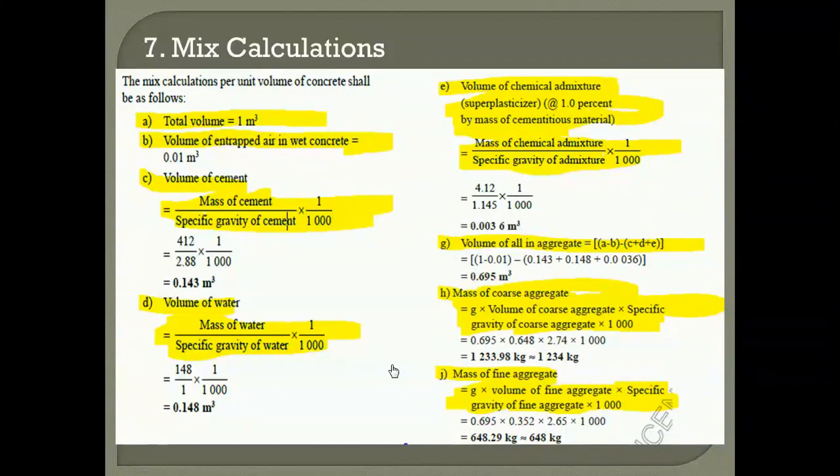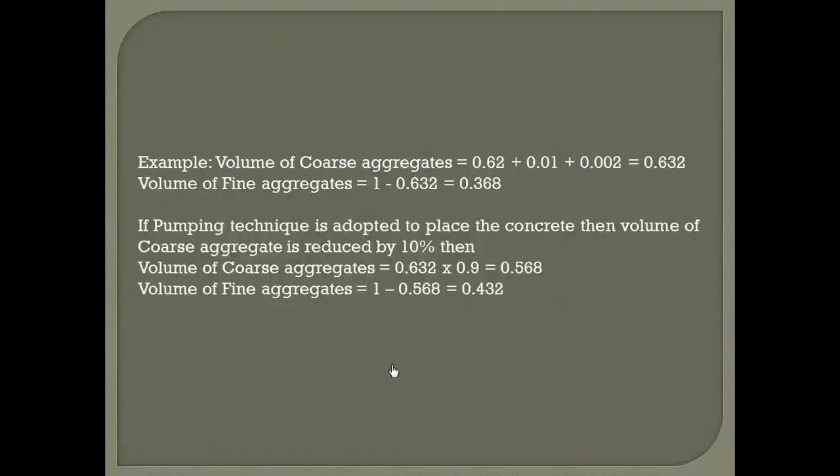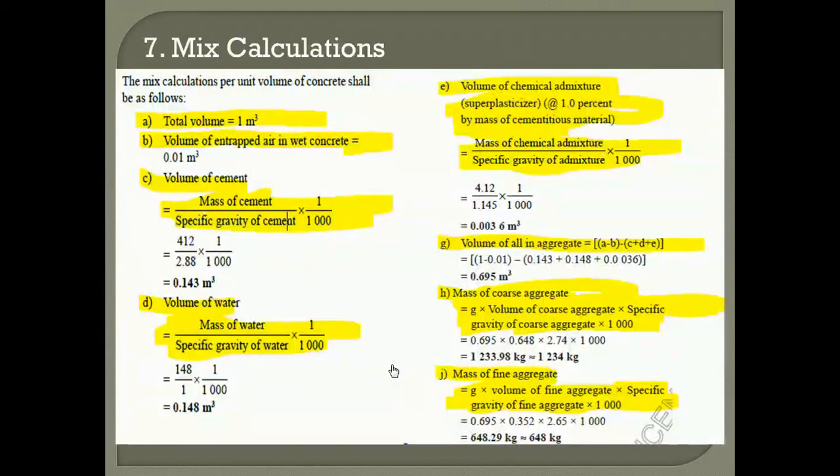So mass of coarse aggregate is equal to G into volume of coarse aggregate into specific gravity into 1000. G is nothing but the volume of all aggregates, 0.695. They have given a value. Then the volume of coarse aggregate, whatever volume you obtain here; the value in our example is quite different, but you understand which volume of coarse aggregate is to be taken. So here we enter the volume of coarse aggregate which I found in the previous step, into specific gravity of the coarse aggregate, into 1000. That gives the mass of coarse aggregate.